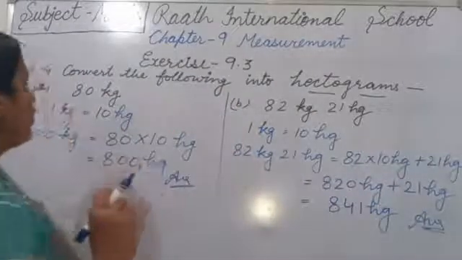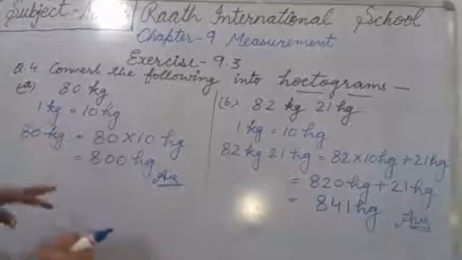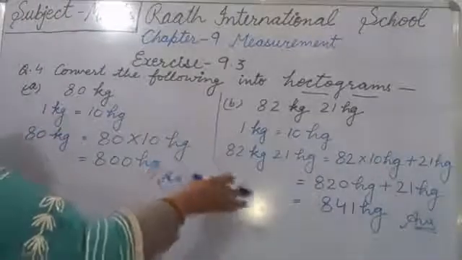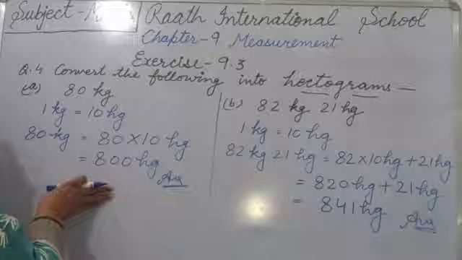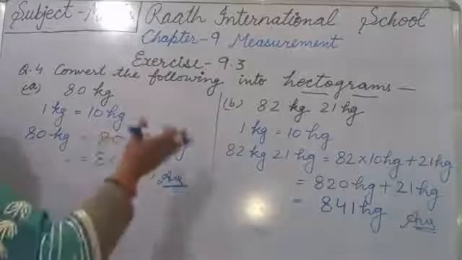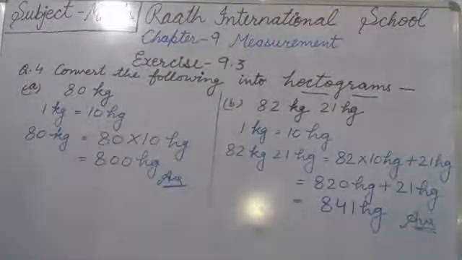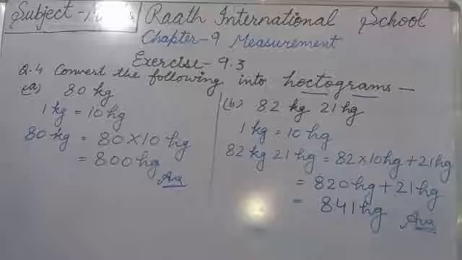Okay. So now this is the A and B part. C and D are also the same: C part is the same as A, and D is the same as B. So that you will do yourself. Now after that, question number 5.